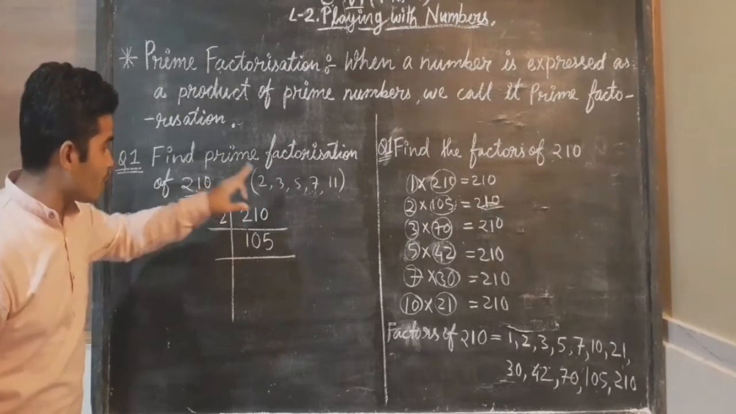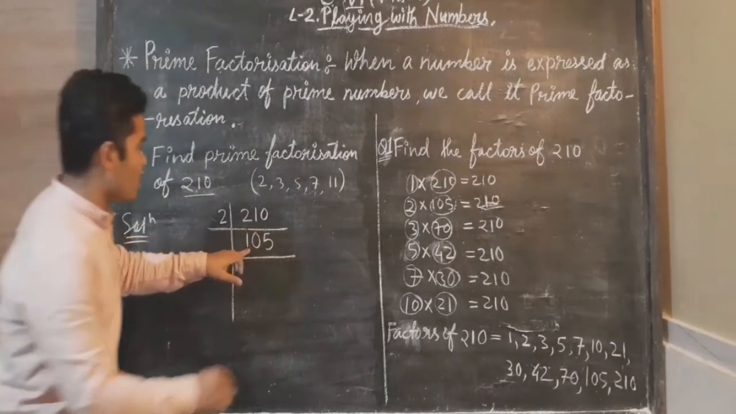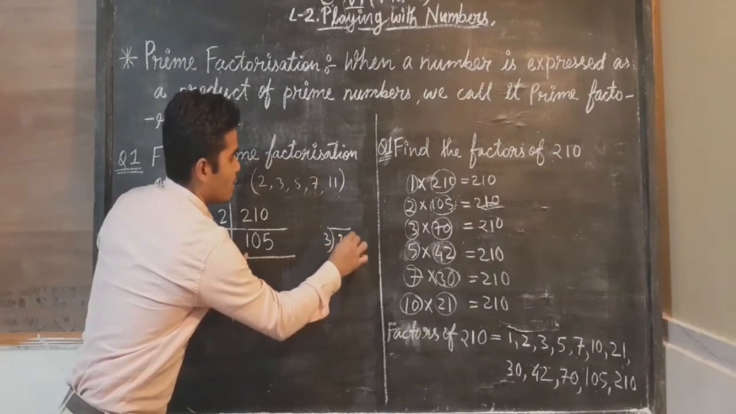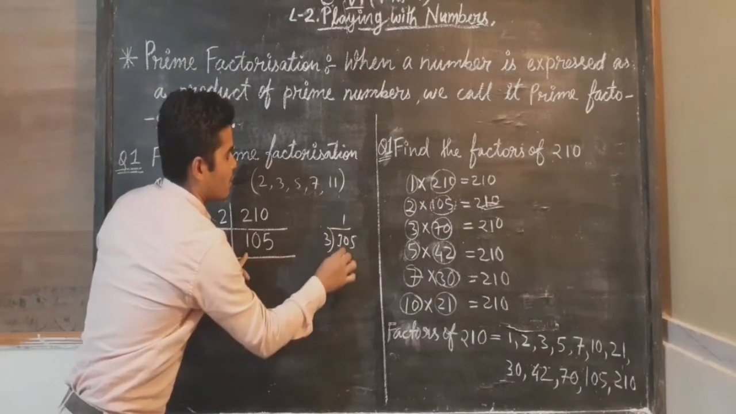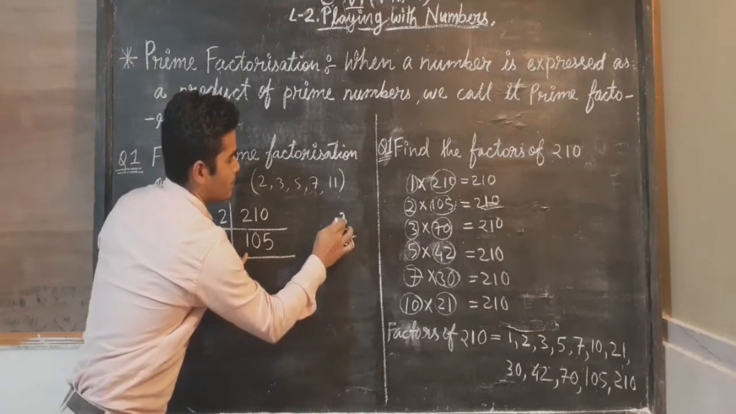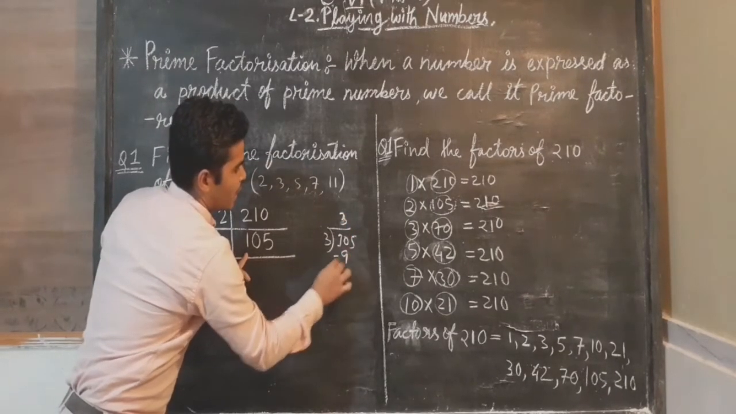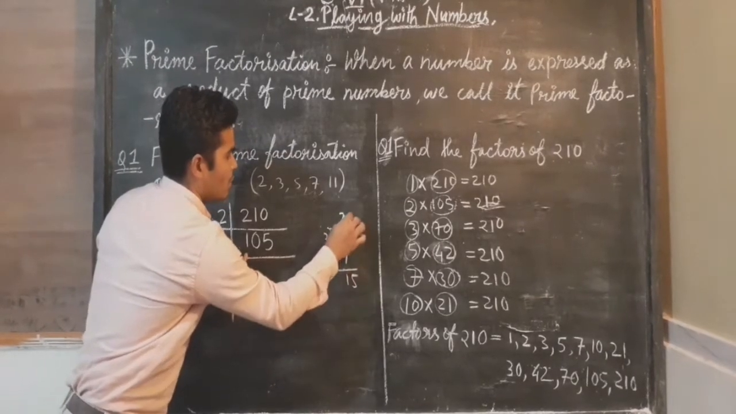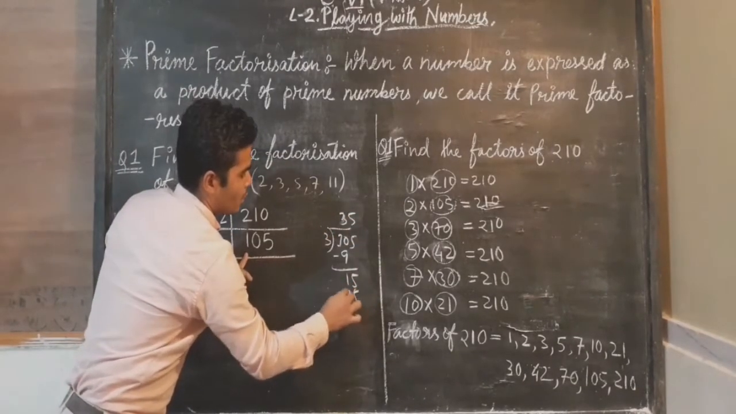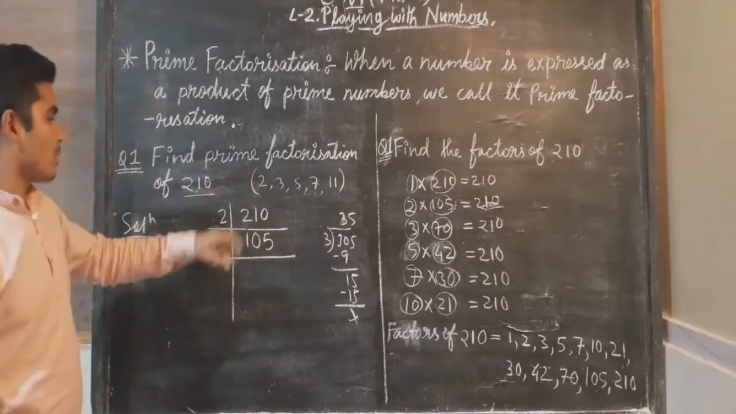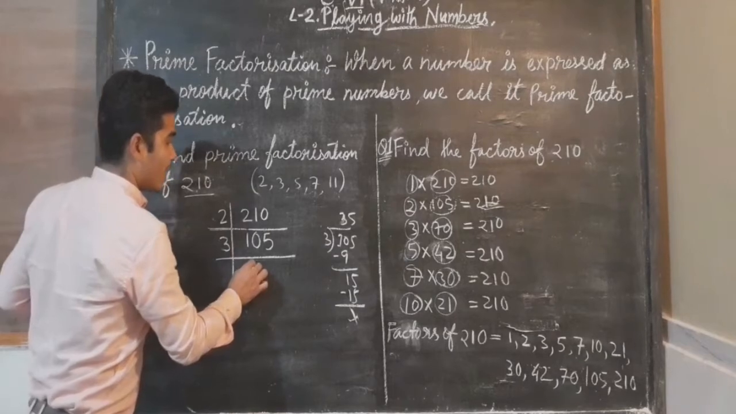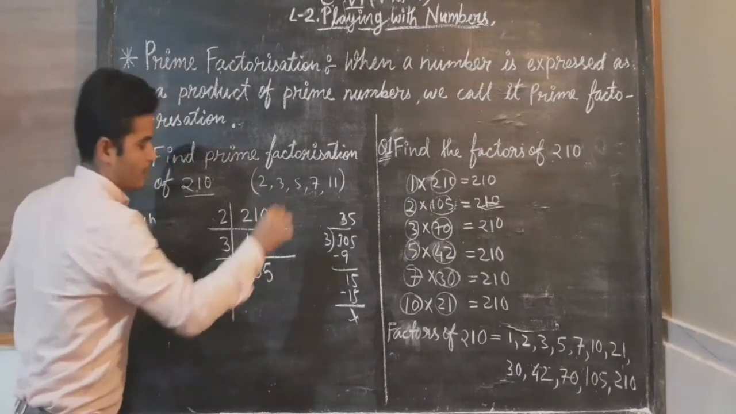So we will try to divide this number by 3, the next prime number, 105. You can see 3 9s are 9, 5 came down again, 3 5s are 15. So it is divisible by 3. That means if you divide this number by 3, then we will get 35.